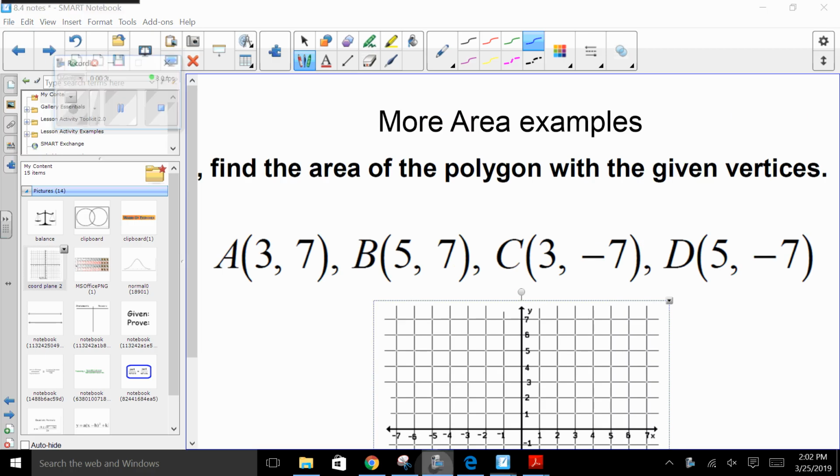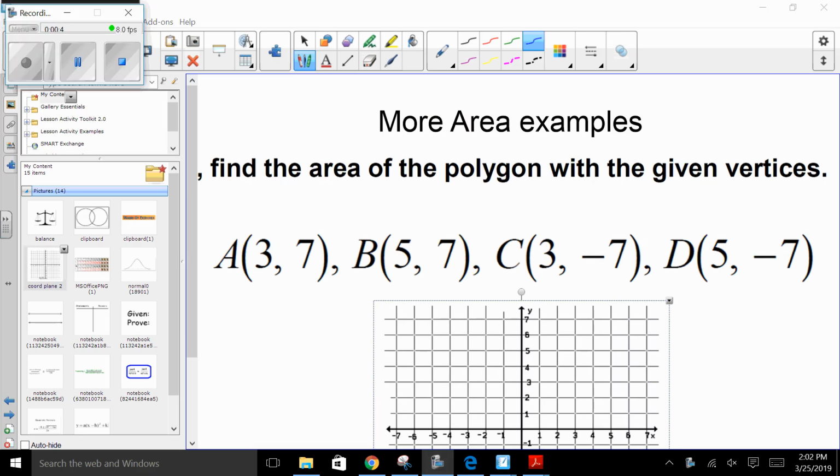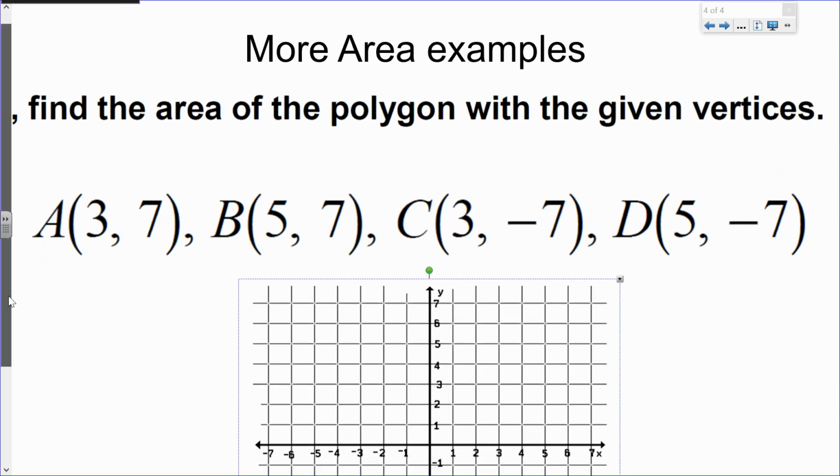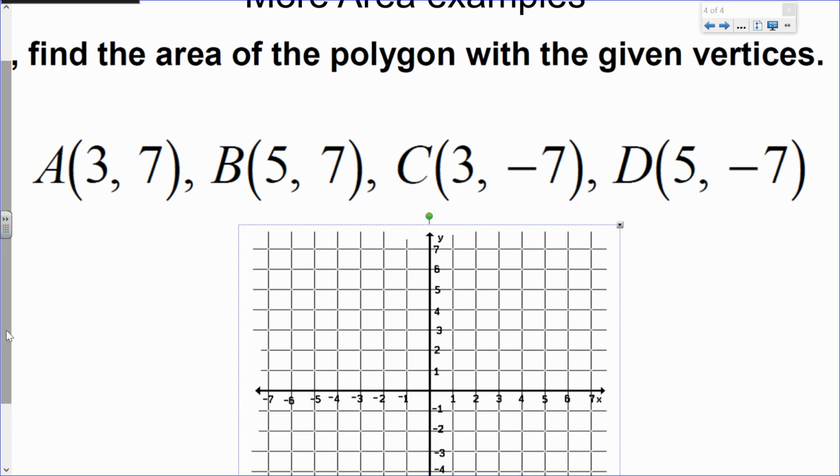Vertices. Vertices are corners of any shape. So what I'm throwing at you here is actually the four corners of some shape. And they're located at these points, these coordinates here: (3, 7), (5, 7), (3, -7), and (5, -7).